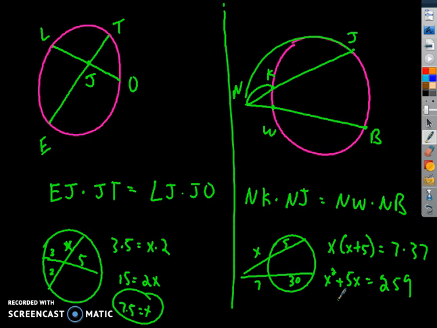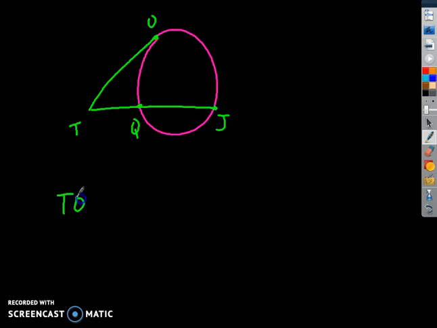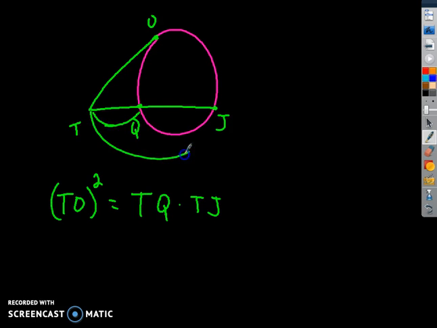The last theorem is this one. Suppose we had a tangent segment, so it only touches the circle once, and we have a secant segment. Let's say this is TO, and this is Q, J. What's cool about this theorem is this outside segment TO squared is equal to the product of TQ times TJ. I just thought it was pretty awesome. This piece squared is equal to this section times the whole length. Really nice little thing to know.